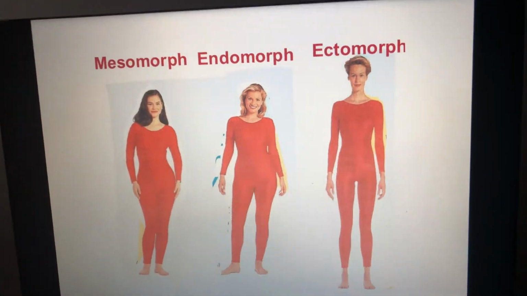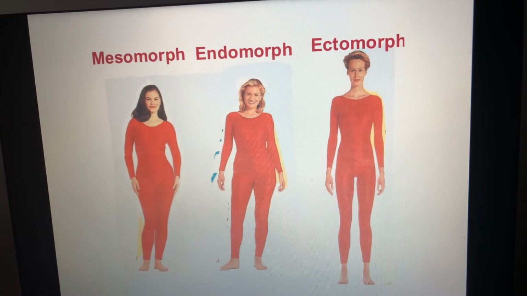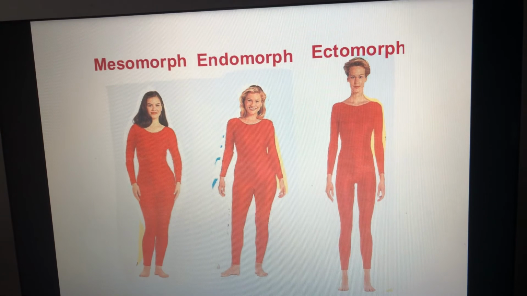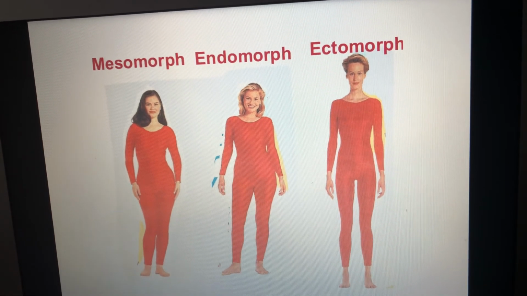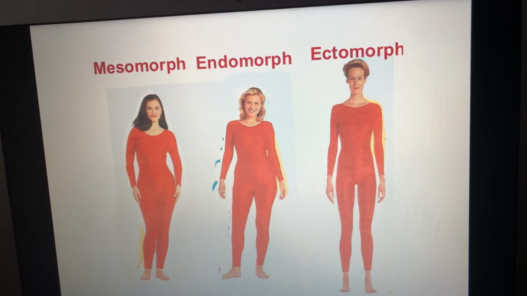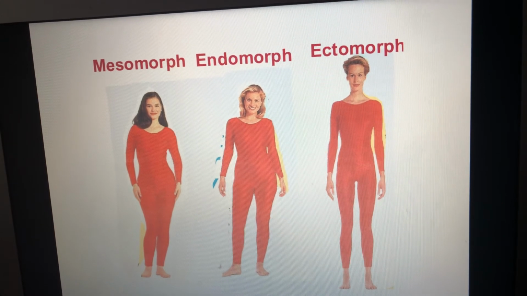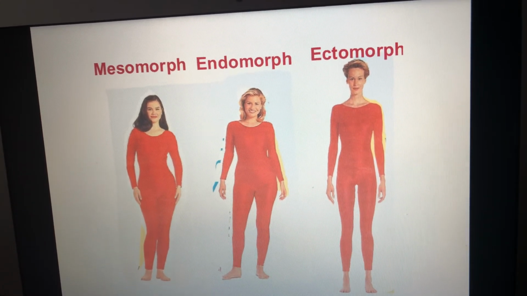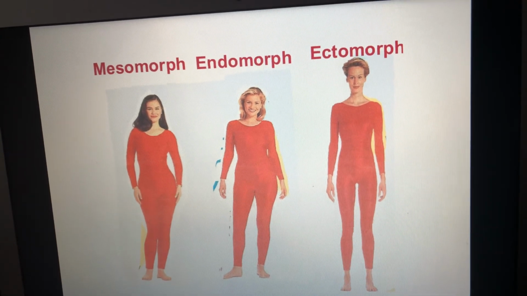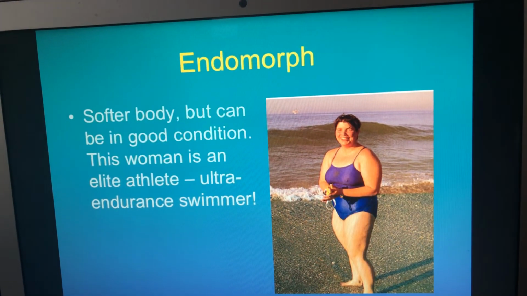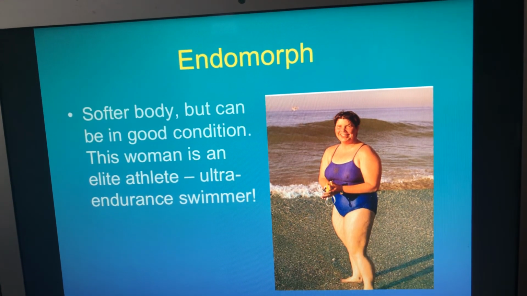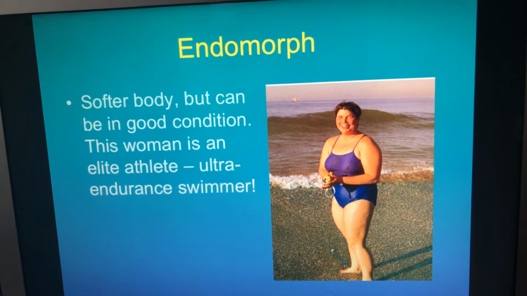So this is a picture I found a long time ago of a mesomorph, an endomorph, and an ectomorph. It's a little bit hard to see the mesomorph's cut muscles in that outfit she's in. But these are three different genetic body types. This is a picture of an endomorph with excess body fat who's actually an elite athlete. She's one of those ultra endurance swimmers. So she's actually very fit.